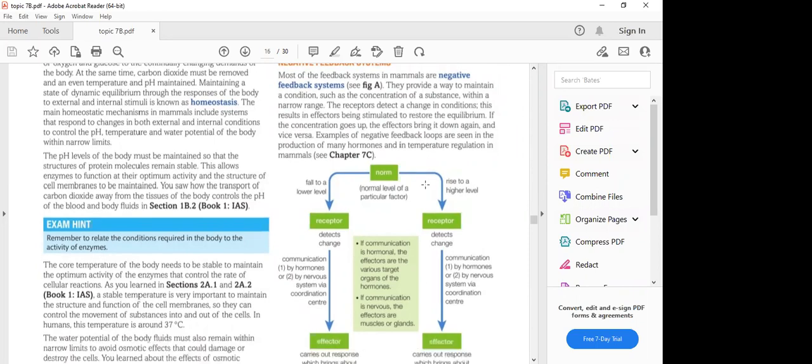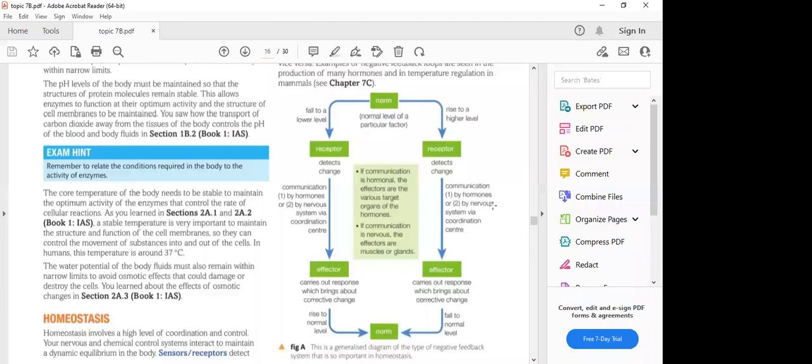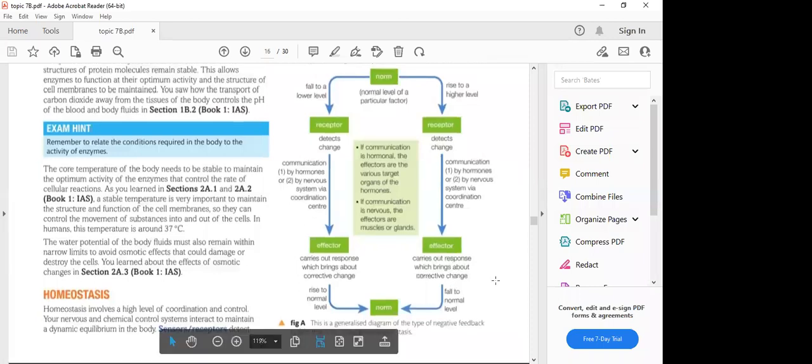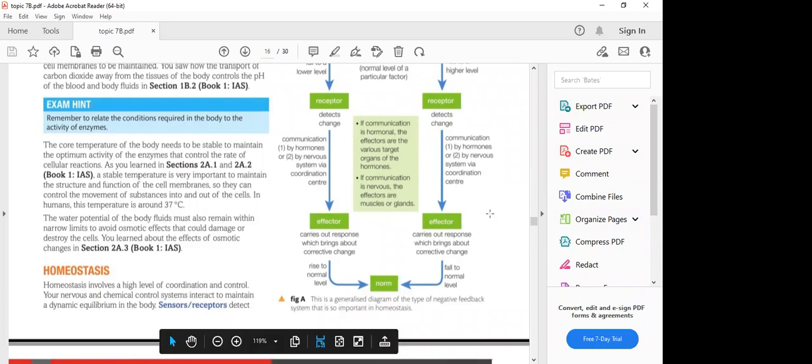That is given over here. Normal. A rise to a higher level, the receptor detects the change. Communication by hormones or the nervous system coordinates, and the effector carries out the response, bringing corrective changes, meaning it will throw the excess away. When the level falls, meaning potassium and sodium ions fall, the receptor detects the change, communication by hormones or the nervous system, and the effector starts working, meaning it will start absorbing and again maintain the equilibrium. That's how equilibrium is maintained in our body. Is it clear or not? Did you get my point or not?